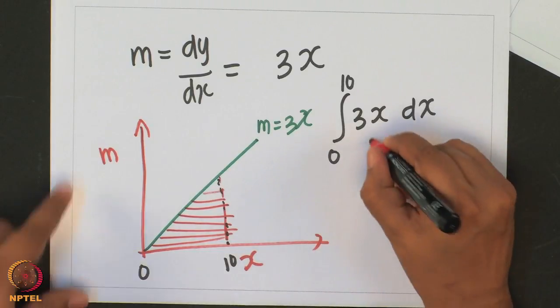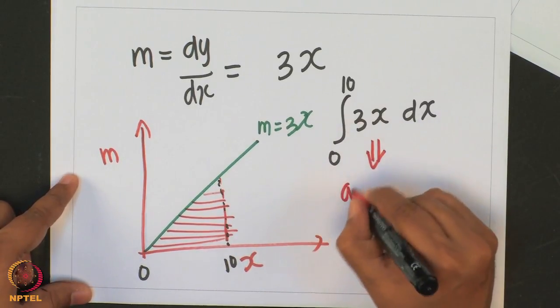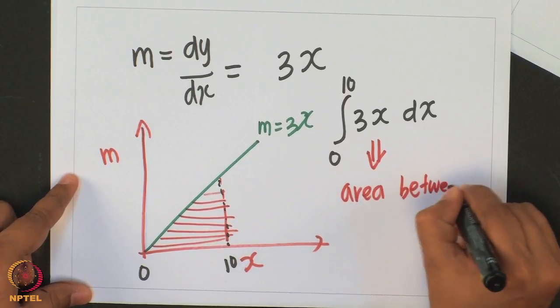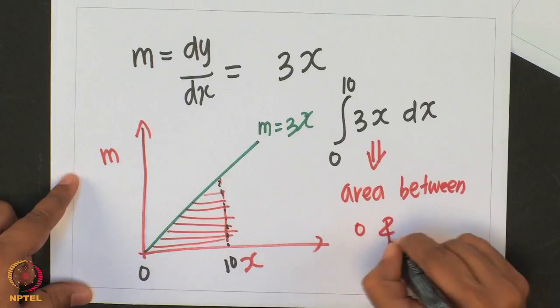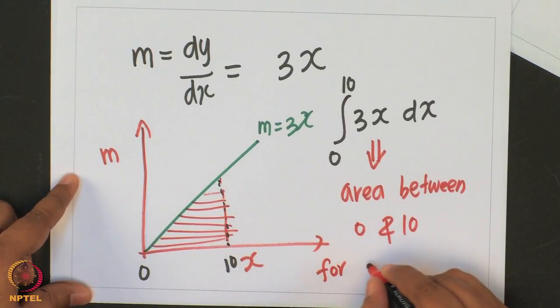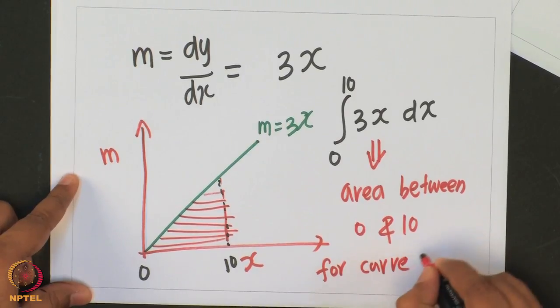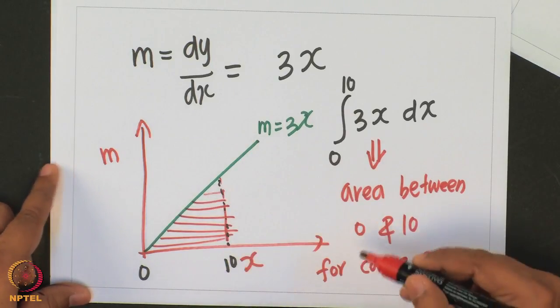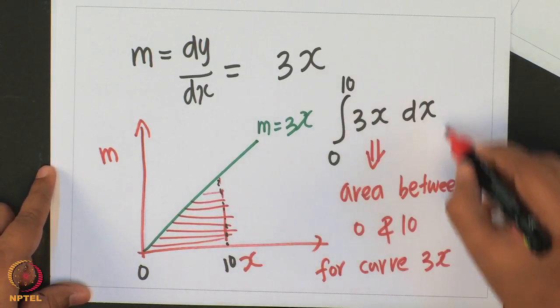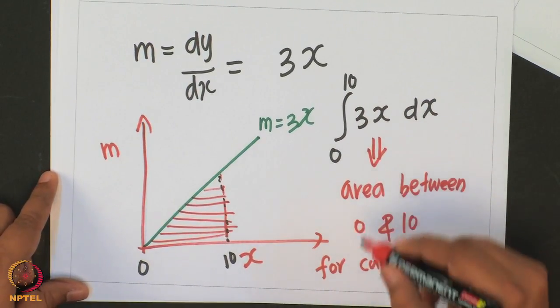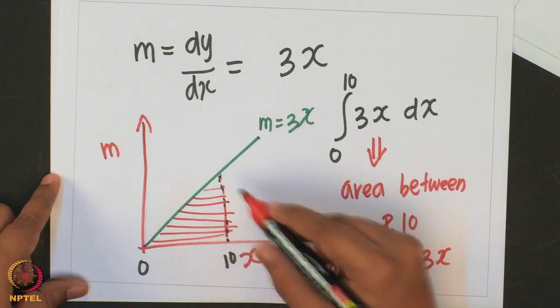The answer to this question will be the area between 0 and 10 for the curve 3x. So take the curve 3x, mark 0 and 10, and find the area under this. That will turn out to be the answer to this integral. So the answer to this integral 0 to 10 of 3x dx is the area under this curve. We can calculate this area.